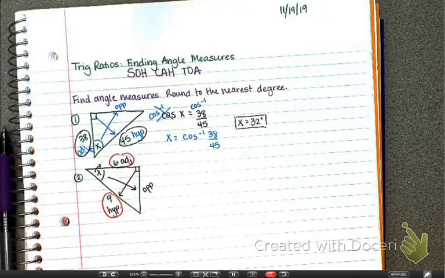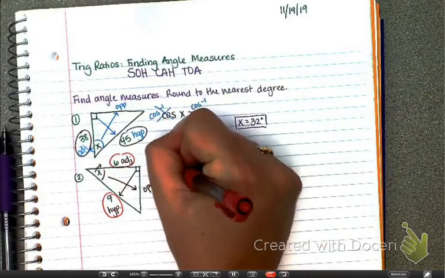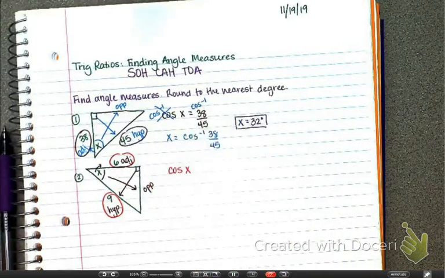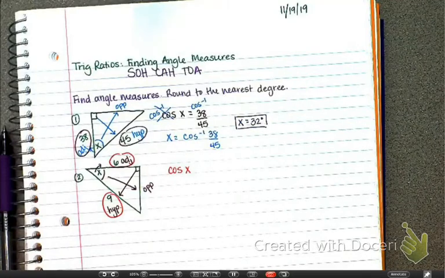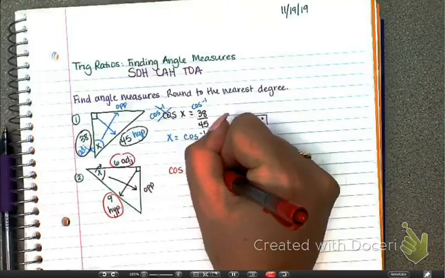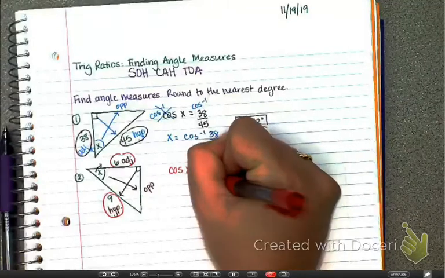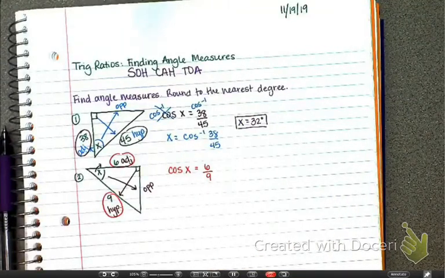Do you notice every time I circle the information that I'm using? Okay, that might be helpful for some of you. Some of you probably are fine, but that might be helpful. Which trig function, sine, cosine, or tangent, uses adjacent and hypotenuse? Cosine. Okay, so the cosine of my angle equals the adjacent over the hypotenuse.